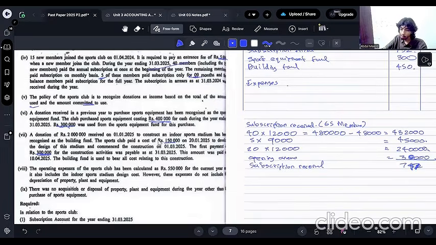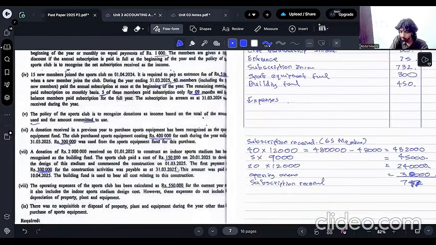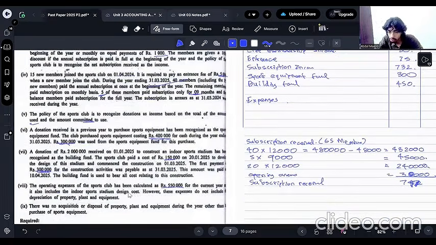Then the operating expense of the sports club has been calculated as 550,000 for the current year. And it also includes an indoor sports stadium cost. Sports stadium design cost should be added to the cost of the sports stadium. It is not an expense. You have to capitalize it. According to LKAS 16, the design cost is added to the cost of that PPE. However, this does not include depreciation. Then you will have to calculate the depreciation.